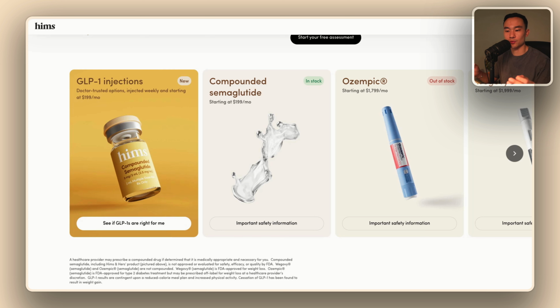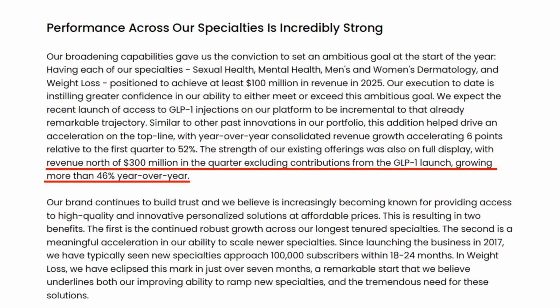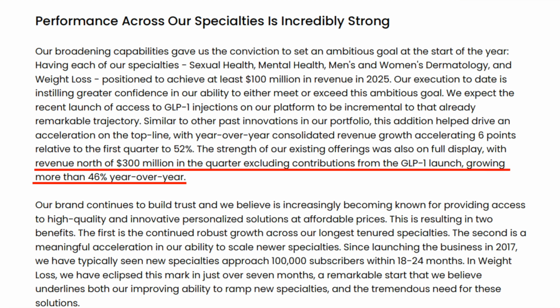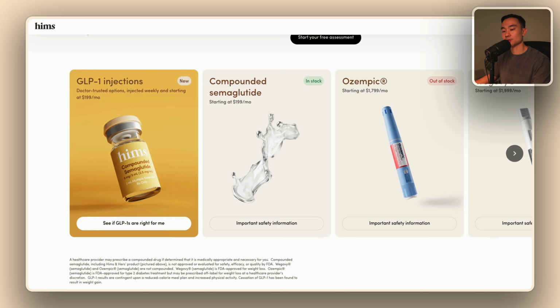And this is why this product has been ramping up very quickly, as HIMS is able to take advantage of this supply demand imbalance by offering a product at a much more attractive price point. So to give you a little bit of perspective, excluding GLP-1 injections contributions, HIMS generated revenue north of $300 million in the quarter. That means the company generated around $15 million of revenue from GLP-1 injections alone.